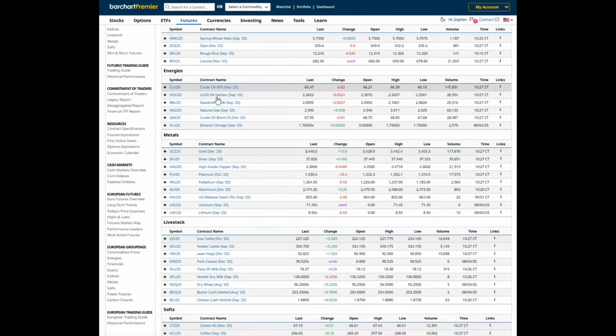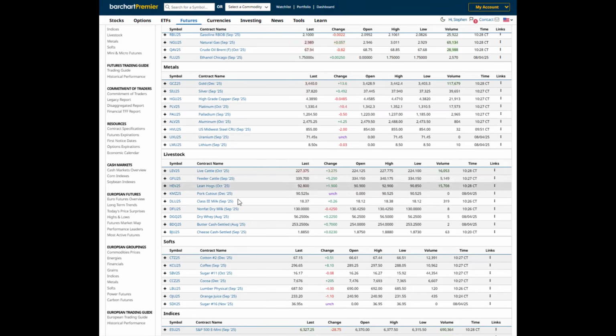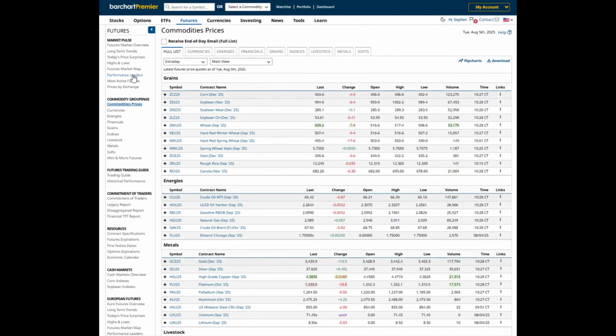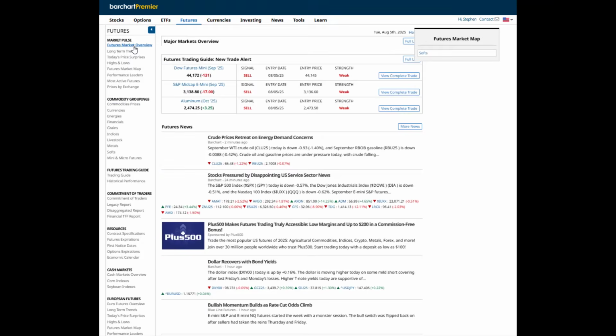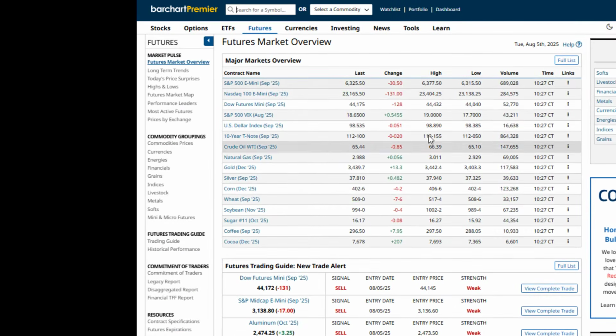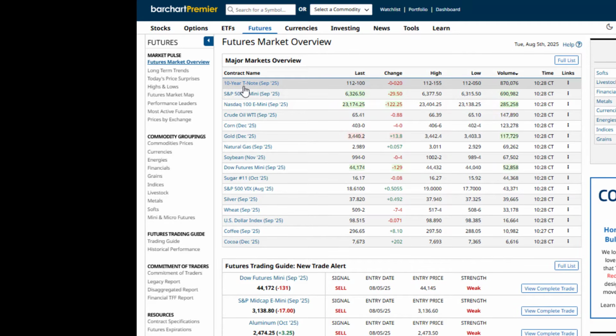You can see energy, crude oil, metals, gold, livestock, live cattle, softs, cotton, sugar, absolutely loads. And if I click over here for the market overview, we will hopefully see the sort of volume size we're talking. And you can see on volume, for example, the 10-year T-note is highest traded in volume at the moment.